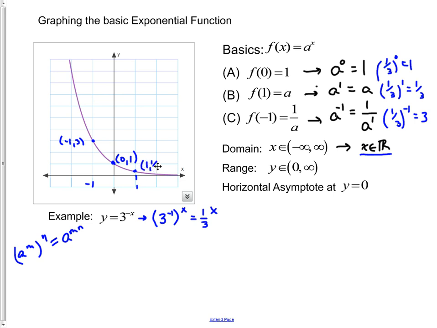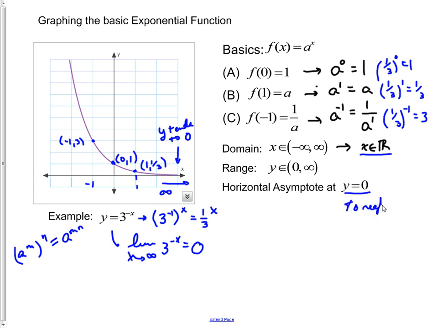Now, as we get larger and larger values of x, that is, as x tends toward positive infinity, it looks like y tends to 0 again. So we could say that, well, yes, the limit as x tends to infinity of 3 to the negative x is the same thing as in the last case where we went to negative infinity. That is, our limit goes to 0, and that's our horizontal asymptote, only this time it's to the right. And that's because of the change in sign in our exponent, right?